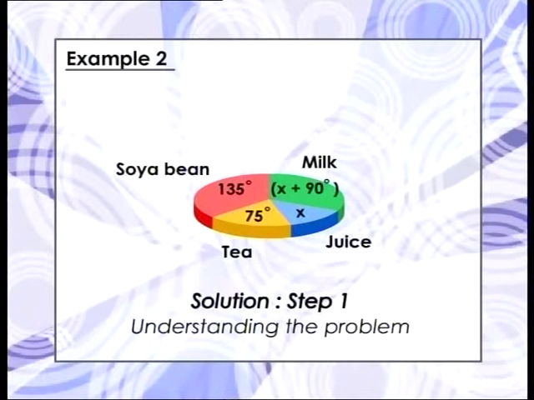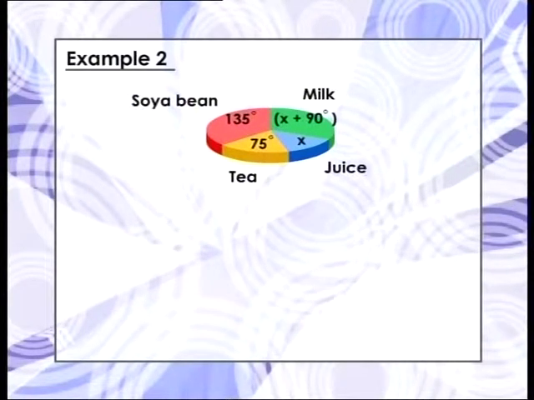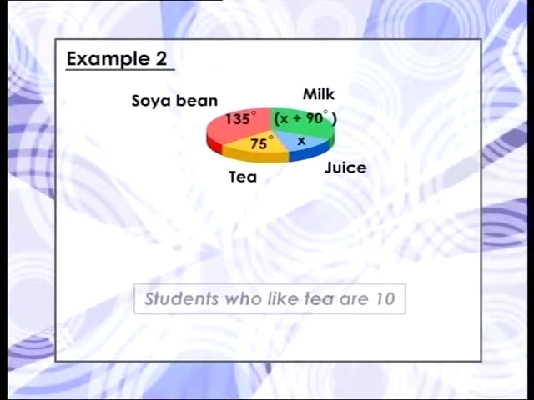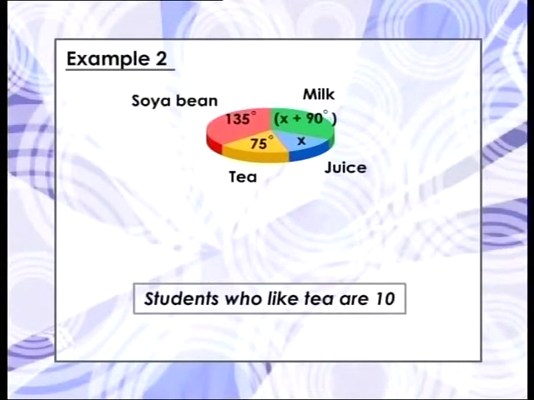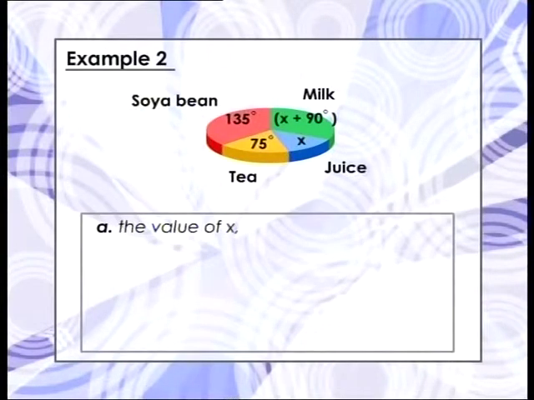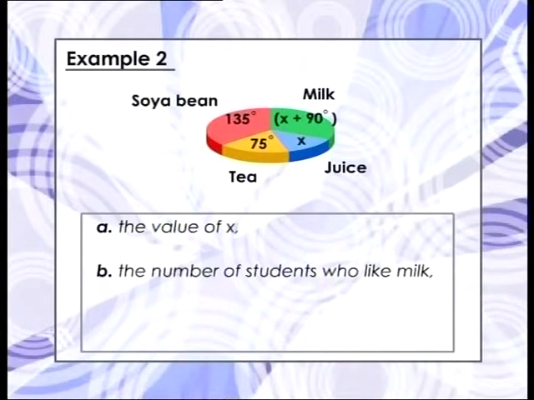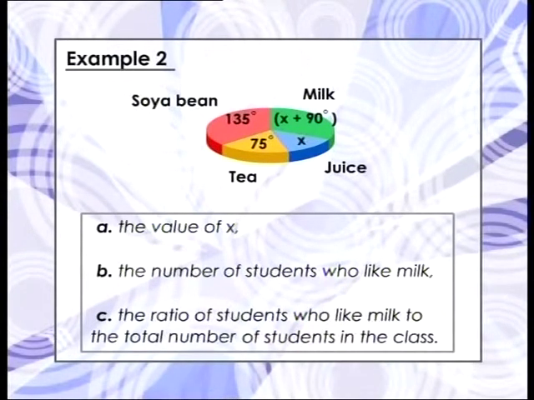Solution. Step 1. Understanding the problem. Given, number of students who like tea are 10. Angle of sector representing soybean is 135 degrees. Angle of sector representing orange juice is X. Angle of sector representing tea is 75 degrees. Angle of sector representing milk is X plus 90 degrees. If the number of students who like tea are 10, find A. the value of X, B. the number of students who like milk, C. the ratio of students who like milk to the total number of students in the class.